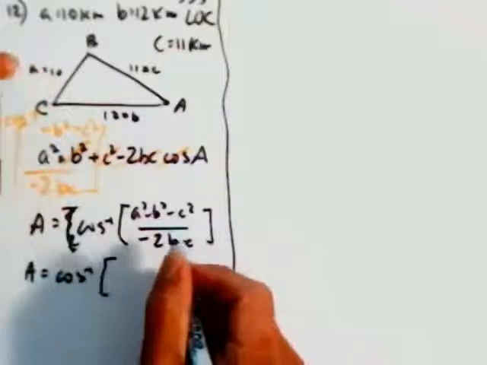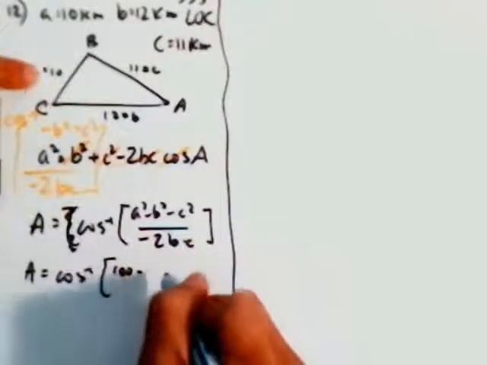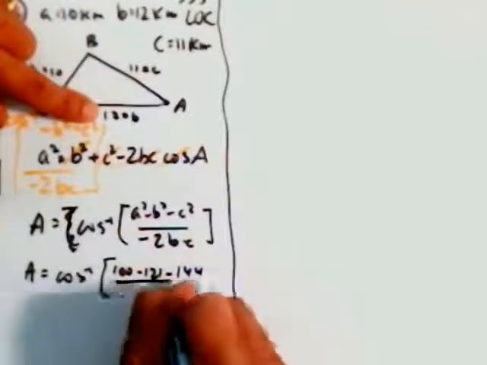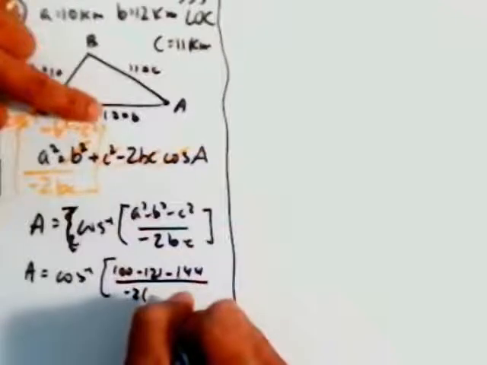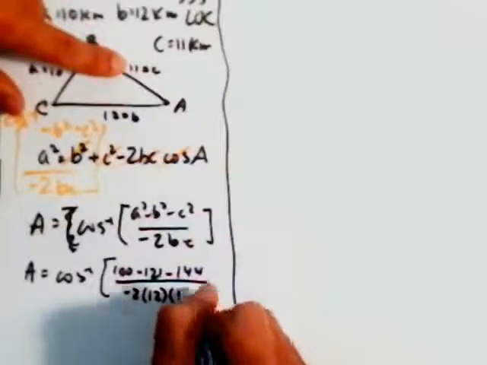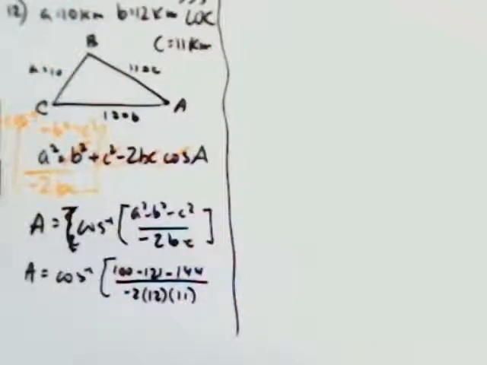Cosine inverse of a squared, which is 100, minus b squared, which is 121, minus c squared, which is 144, all over negative 2 times b, 12, times c, which is 11. Okay, let's see how that works out. 100 minus 121 minus 144, divided by parentheses, negative 2 times 12 times 11. And we're going to take the cosine inverse of the answer. It comes out to be approximately 51 degrees.